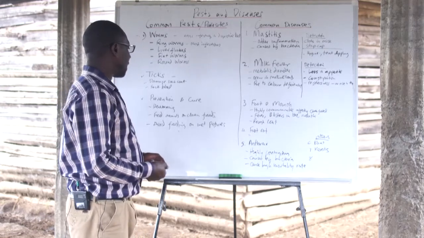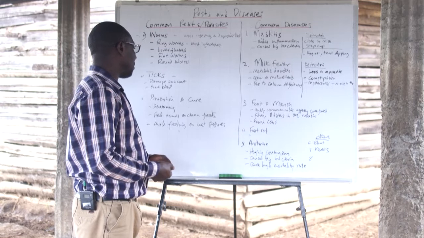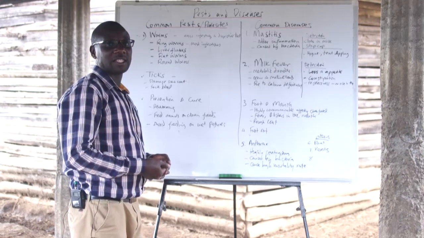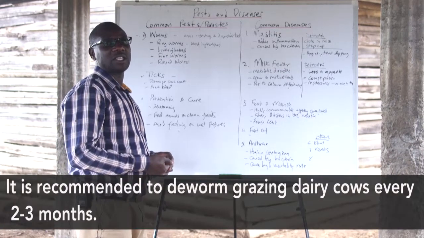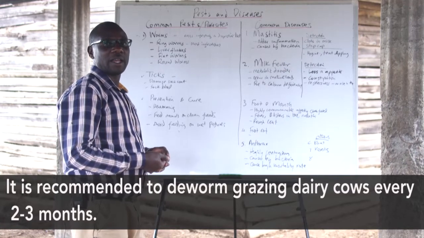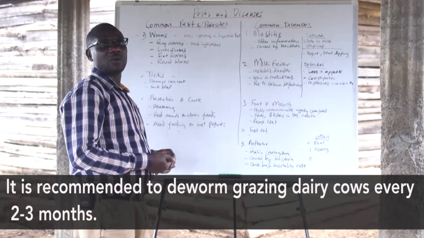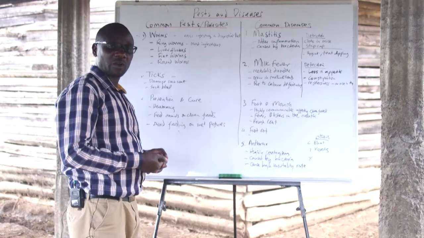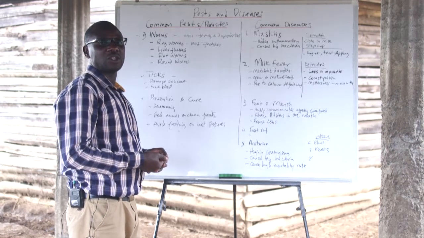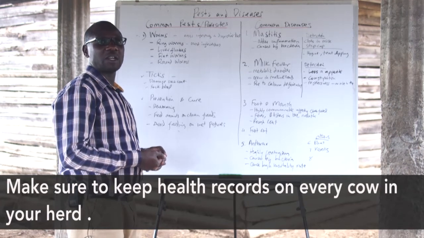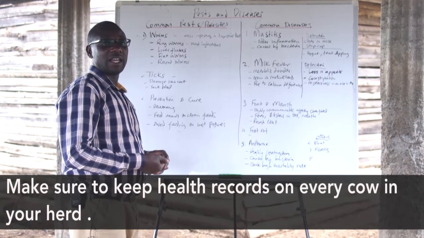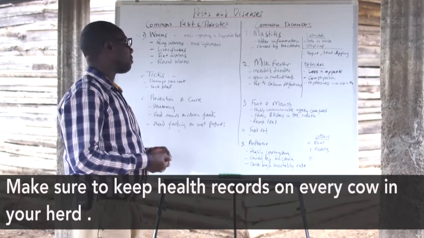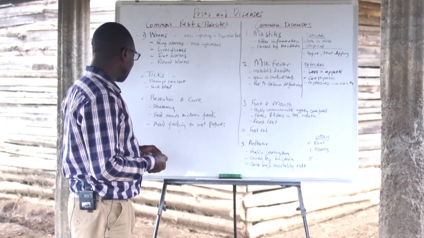Some of the prevention and cure that the farmer needs to take care of is always to deworm the animals within the right time. The recommended time is every 2 months. The cow should be dewormed with the right drug. It is also important for the farmer to keep health records, which will guide the farmer on when to deworm the animals and when to prevent the animals from being infected with these parasites.